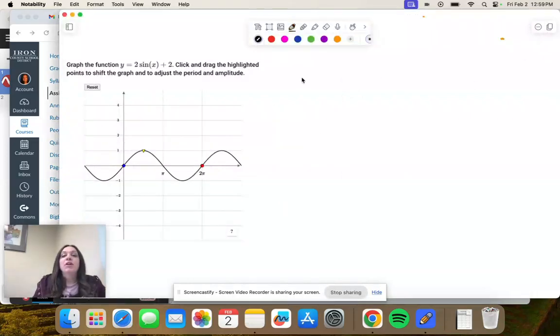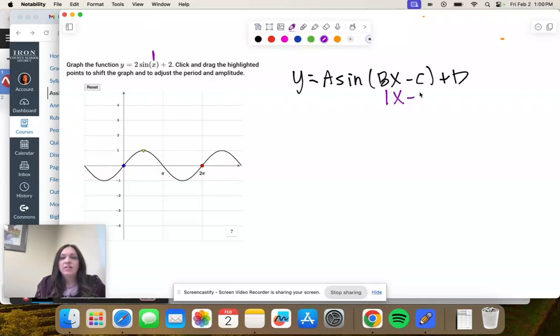And remember, our sine function is y equals a times sine of bx minus c plus d. So for this particular graph, there's not a c, it's just x. So b is 1 and c is 0. And then our d is 2 and a is 2. So this is really just like our last graph, but it's a sine function.